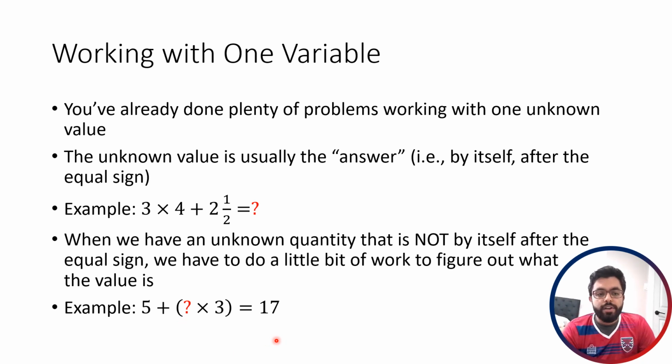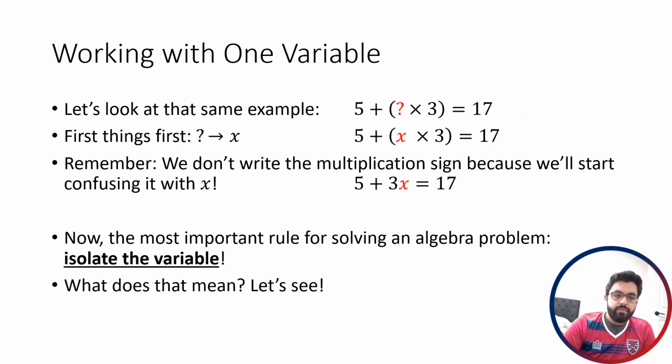So what we have to do here is figure out what number fits where this question mark is sitting. And there's a way that I'm going to show you that you can actually figure that out without just guessing numbers and seeing if they work. So let's look at that example, the one we just saw at the bottom of the previous slide. So 5 plus something times 3 is equal to 17, right?